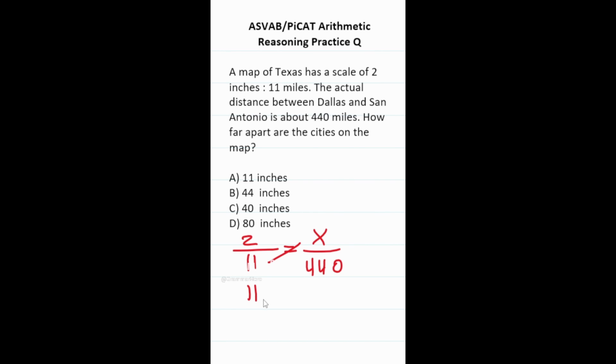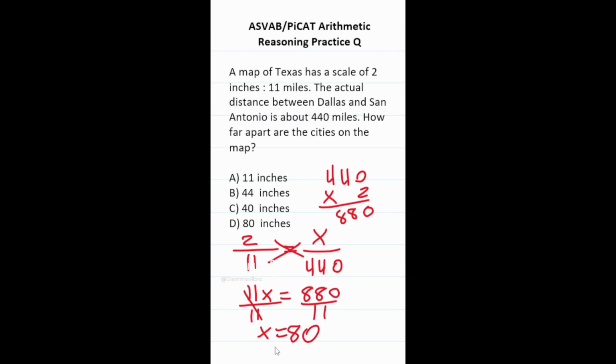We got 11 times x, which is 11x. 2 times 440. You should be able to do that one mentally, but if you can't, you could do it off to the side, certainly. This is 880 equals 11x. Let's divide both sides by 11 now. This becomes x equals, now you should also be able to do this one mentally. 88 divided by 11 is 8, and just tack on that extra 0.